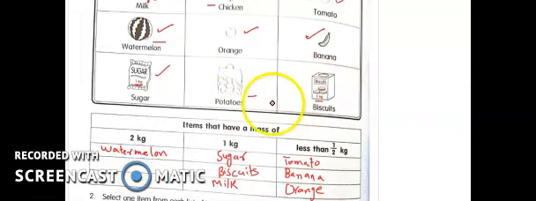Okay, then looking at this sack of potatoes, of course they are in the bag. We have a lot of potatoes. So my guess, my estimate, is that this bag of potatoes is going to be 2 kg. So I will estimate that potatoes are 2 kg. And in the last we have a chicken.